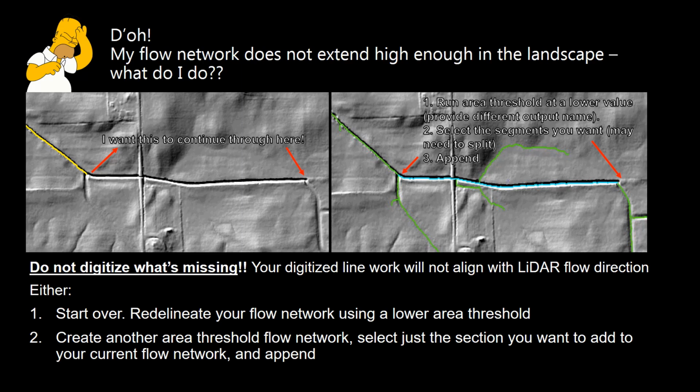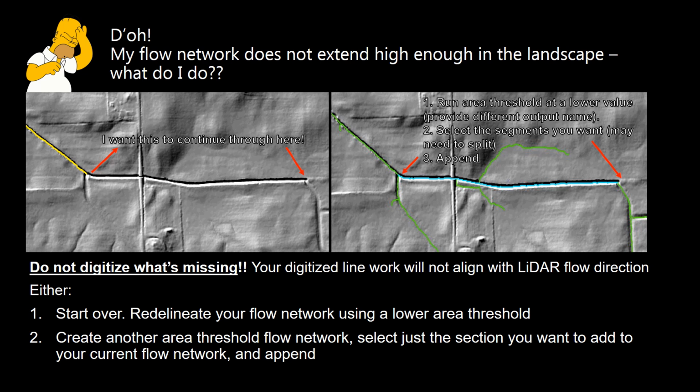So as I mentioned earlier, I chose to use my area flow network because I saw that it extended past my Peuker-Douglas network. But there's still a chance that there may be places in the watershed where even your area flow network just doesn't extend high enough up in the watershed. What do you do in this case? Well, you basically have two options.